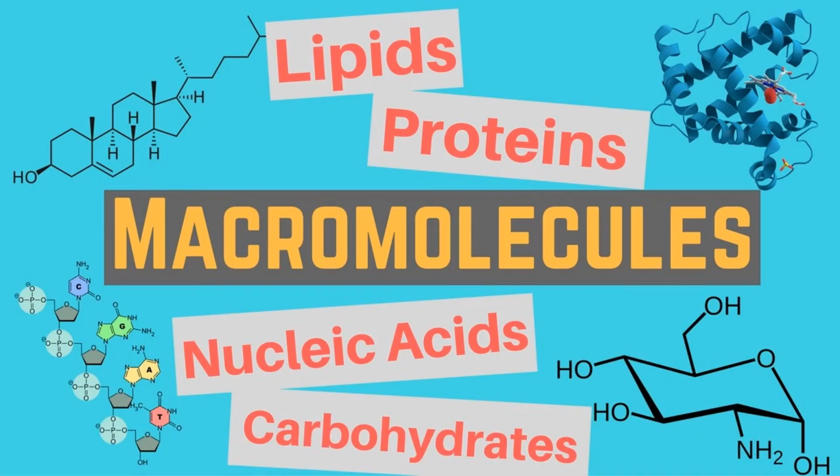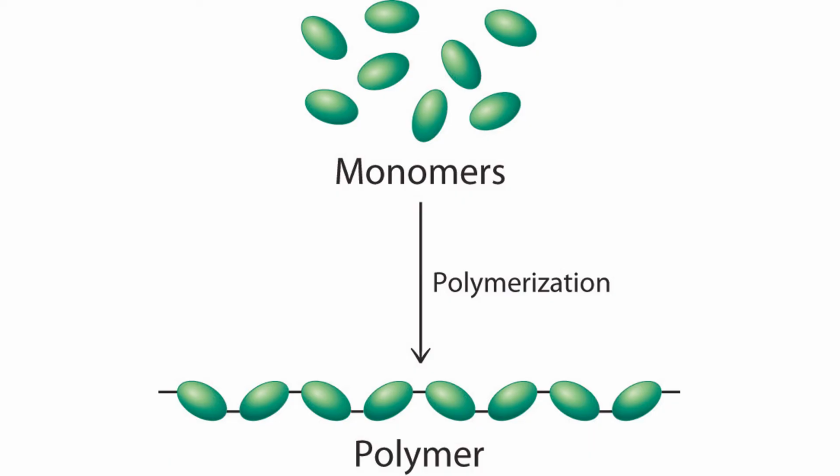Okay, so here are the 4 major macromolecules that we're going to talk about: lipids, proteins, nucleic acids, and carbohydrates. So it's going to be important for you to remember what these different groups are, what they're made out of, and we'll go over all of that right now.